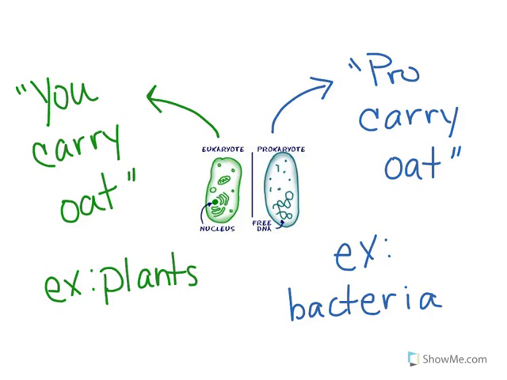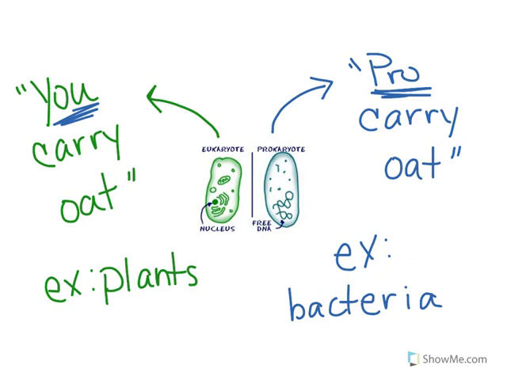Okay, there are 3 different ways that we can classify cells. The first way that we can classify them is either eukaryote or prokaryote. And the way you can remember eukaryote is you are a eukaryote. An example of eukaryotes are plants, also people. An example of a prokaryote is bacteria.